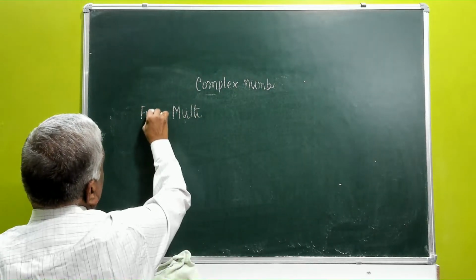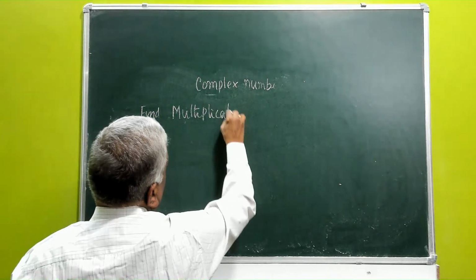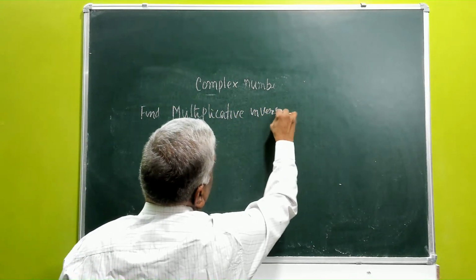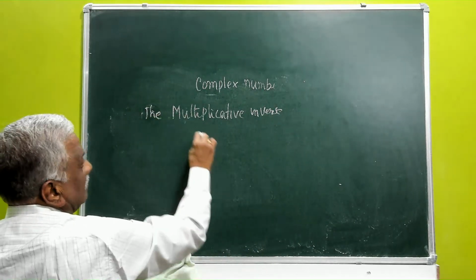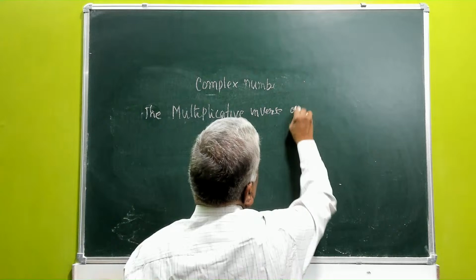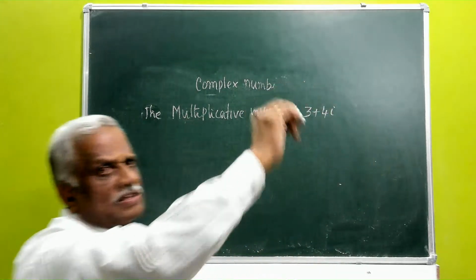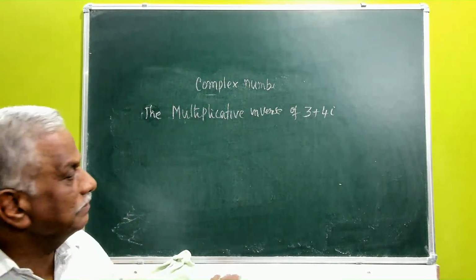Find the multiplicative inverse. First, in CET, they will give: find the multiplicative inverse of 3 plus 4i. Four answers are given, and you have to take one of them. I'm not writing the answer, I'm just giving you the method.